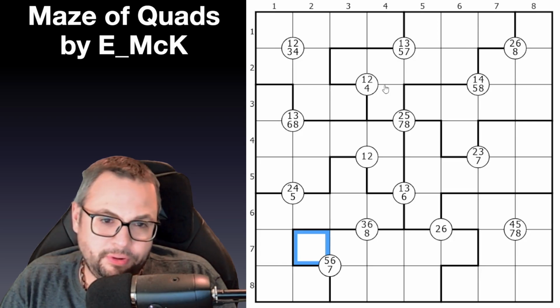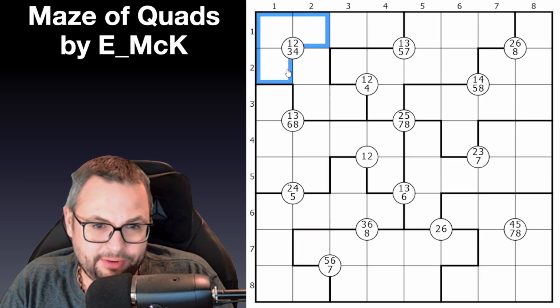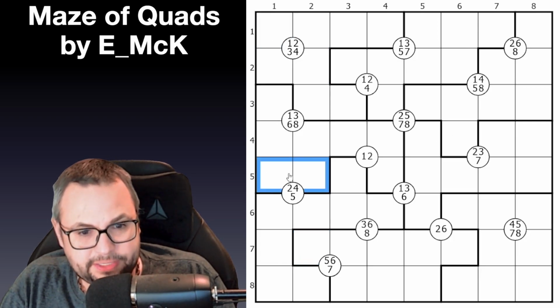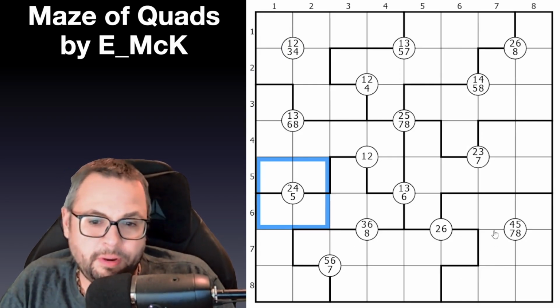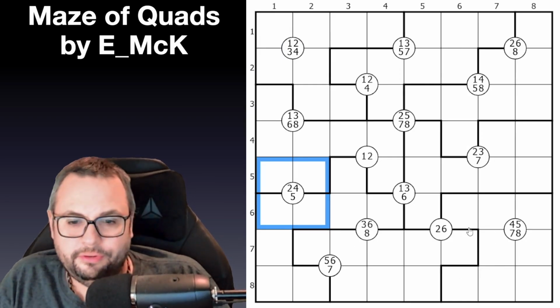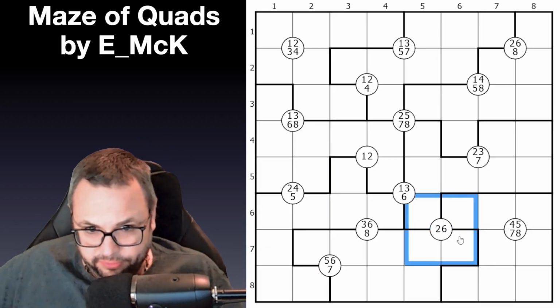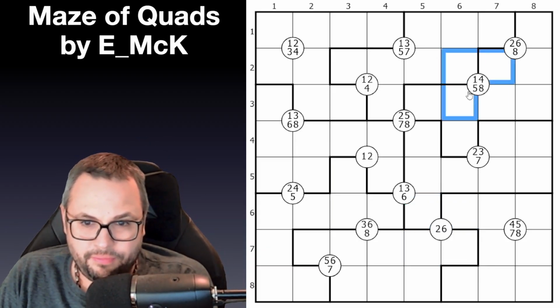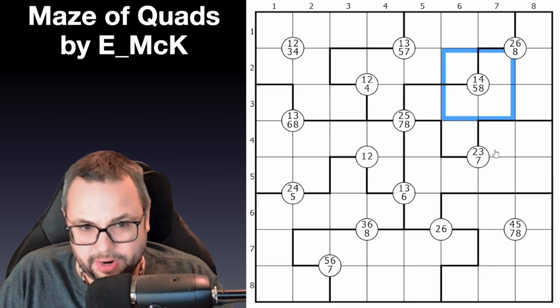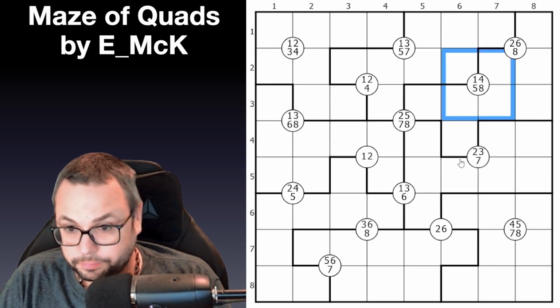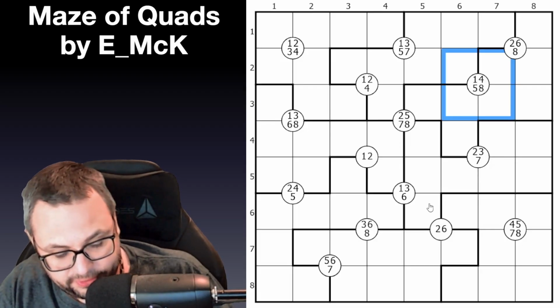The other type of clue we have present is these quadruple clues, where every digit in the circle needs to appear somewhere touching the circle. So a 2 and a 6 need to appear somewhere in these 4 cells. A 1, a 4, a 5, and an 8 need to show up somewhere in these cells. So simple rules for today.